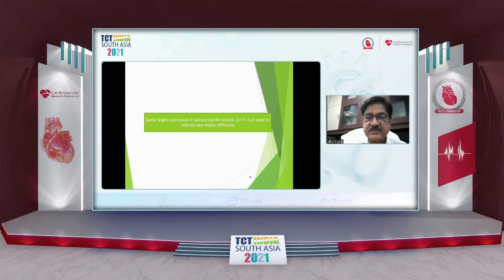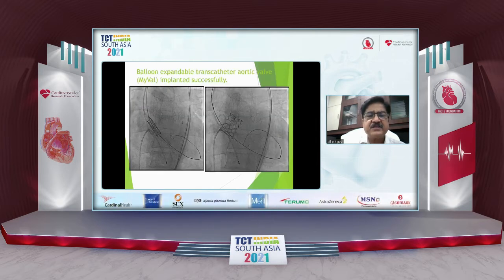There was some slight resistance in advancing the 24 French sheath, but it went in without any major difficulties. So that was fine at that stage. And the procedure could also be conducted reasonably well.